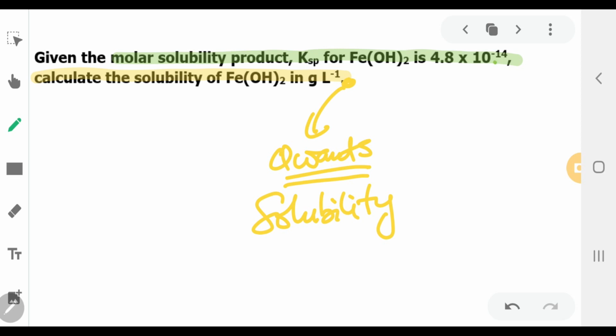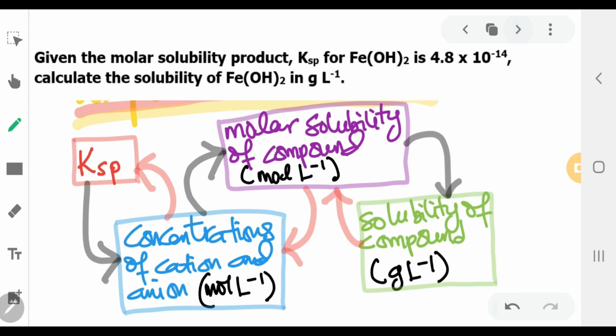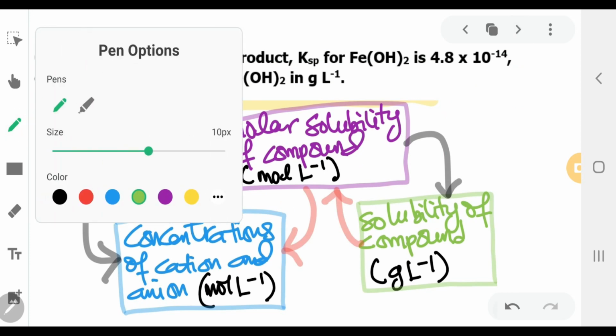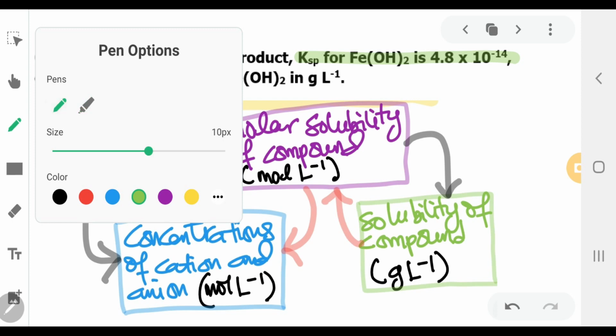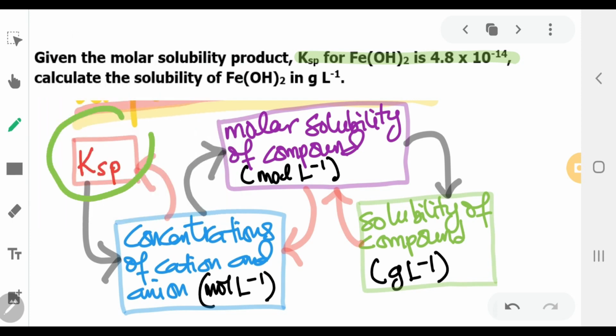This is what the question gives. And if you relate that with the flowchart that we have just now, the question gives KSP, which is that. So this is what the question gives.